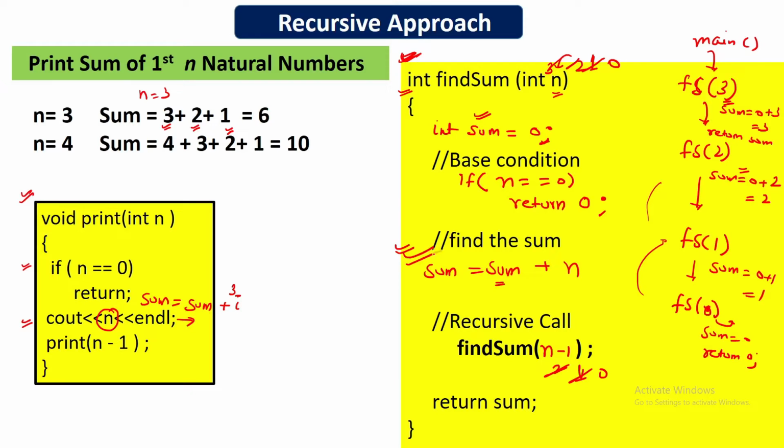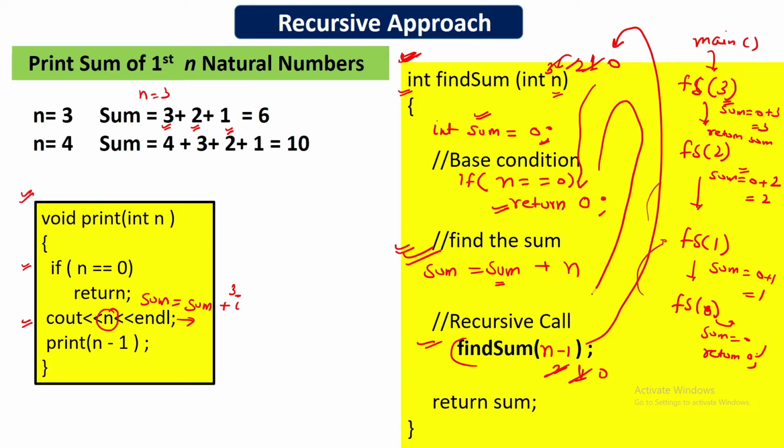We will not come here, and we will not come here. So 0 will be returned. Now the question is, this 0 is returned, but where will it be returned? We have come here, so we will go back again right here. So 0 will come here in this function call, and then here we have the return sum. Now sum is this sum, and this sum was 1. So 1 will be returned.